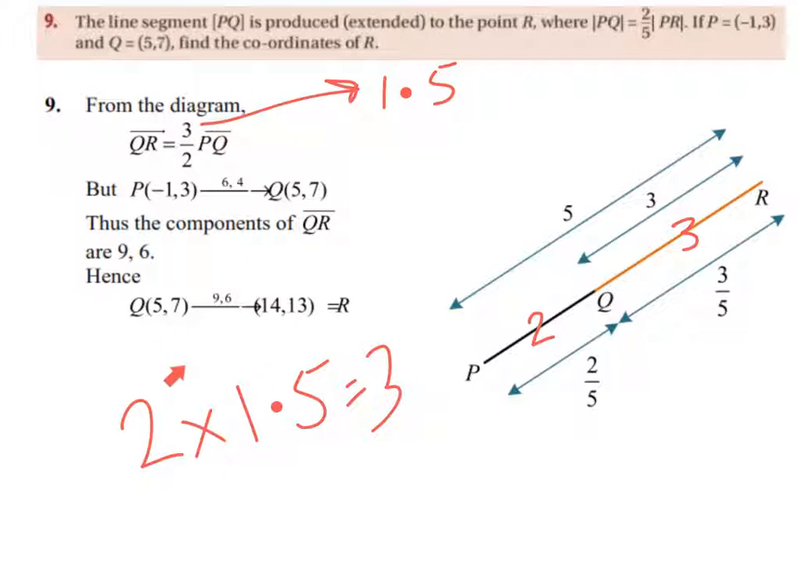So we take the point Q, which is (5, 7), and we want to add 1.5 times that. So 5 plus 9, so your X value, 5 plus 9 is 14, and 7 plus 6, your Y value, is 13. So this point R that's been extended is (14, 13).